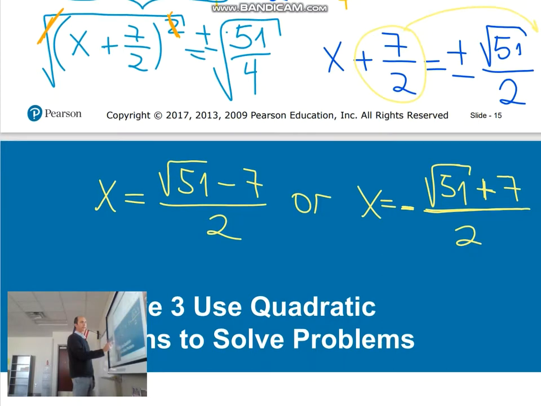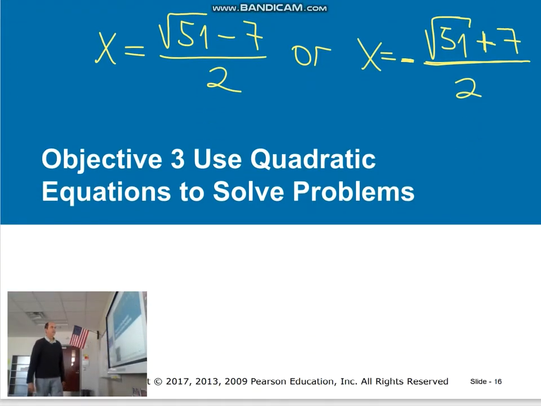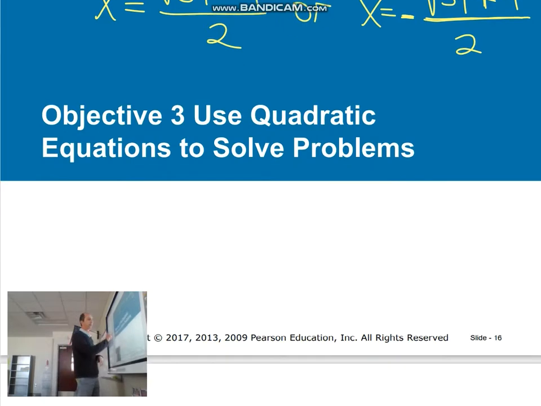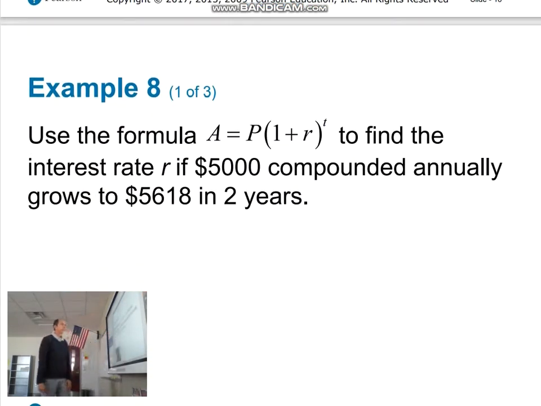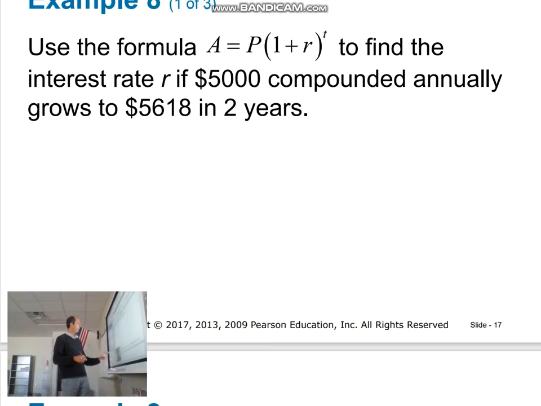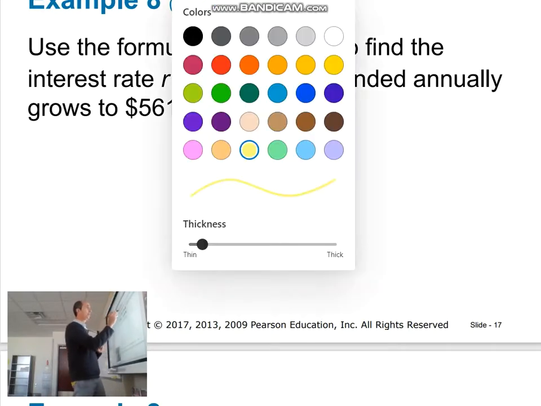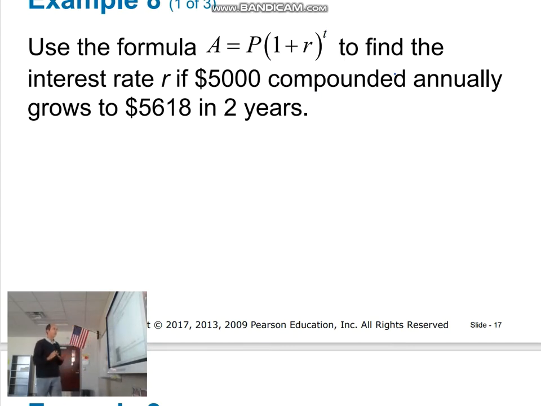Now let's move to the next objective. Objective number 3: use quadratic equations to solve problems. And example number 8: use the formula A equals P(1 plus r) exponent t to find the interest rate r if $5,000 compounded annually grows to $5,618 in 2 years. So we just need to first understand the question, right? Read, reread, understand what we need to do.